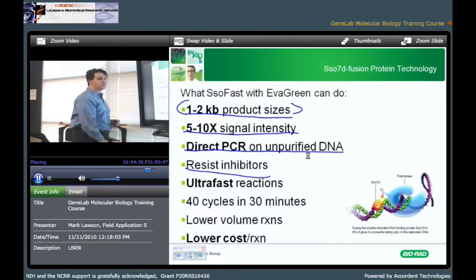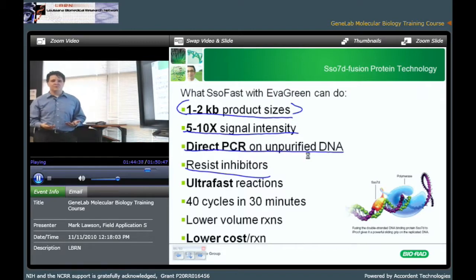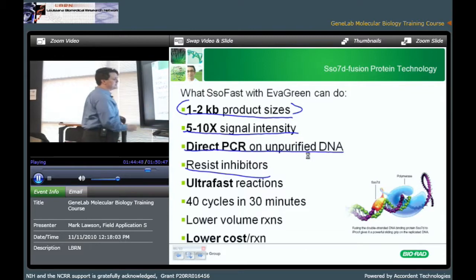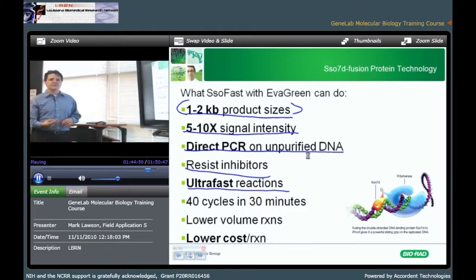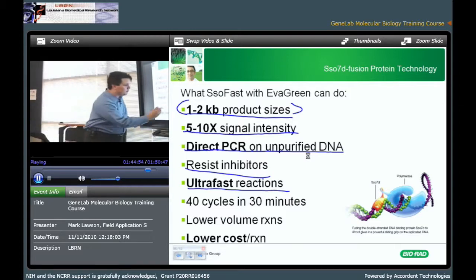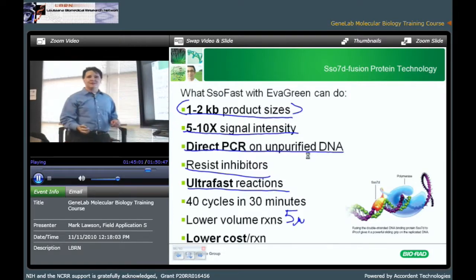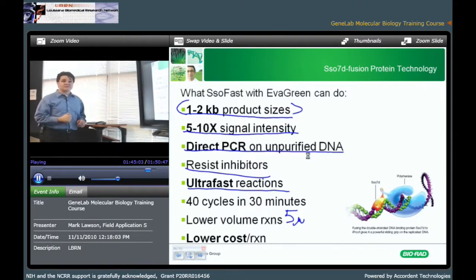It's very resistant to inhibitors. So if you find yourself with a lot of phenol chloroform, if you pop the tube open and you can get a little whiff of chloroform, this is much more resistant to that. You get much better uniformity between your samples. It is an ultra-fast enzyme, so that's less than 30 minutes for 40 cycles. Lower volume reactions, so this is an enzyme that works quite well on our 96-well instrument at 5 microliters. We do have data at 3, but that requires a very steady pipetting hand. And then it's a lower cost per reaction.